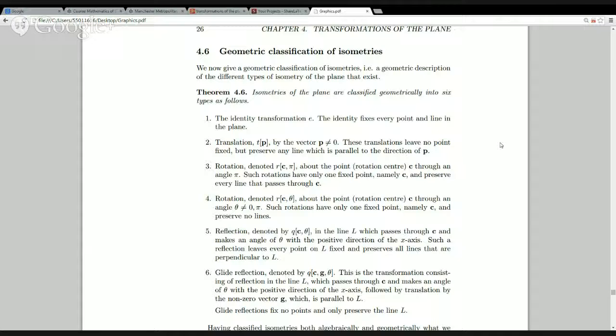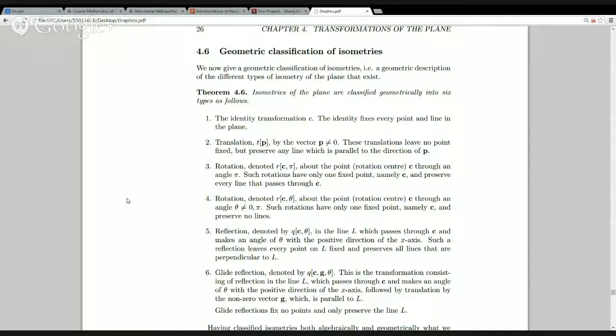Then we have case 4, the other more general types of rotation. That's where you're rotating around any point C through an angle theta, which is not 0 or pi. If you're rotating by an angle 0, then you're not rotating at all. So that's just the identity transformation. Okay, and the notation we use for that is R, square brackets, vector c, theta. So vector c is the center of the rotation, and theta is the angle. And then we have two types of reflection. So we've got reflections as we normally understand them, and then these other funny ones called glide reflections.